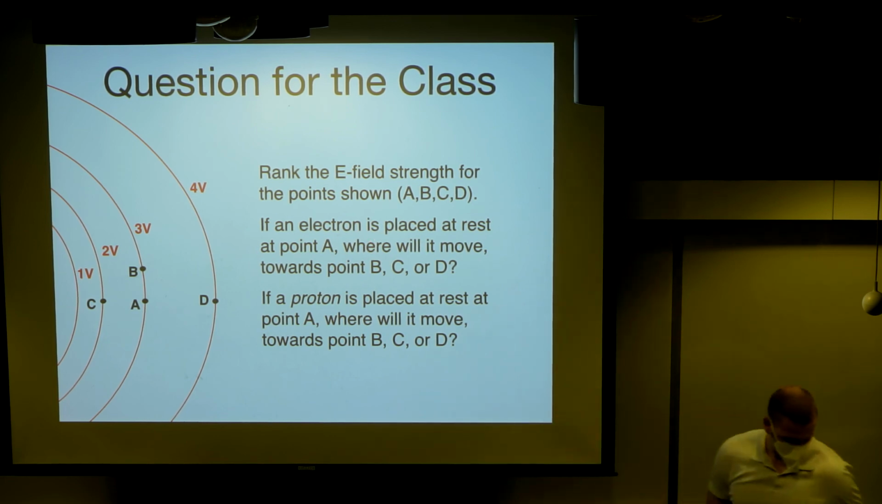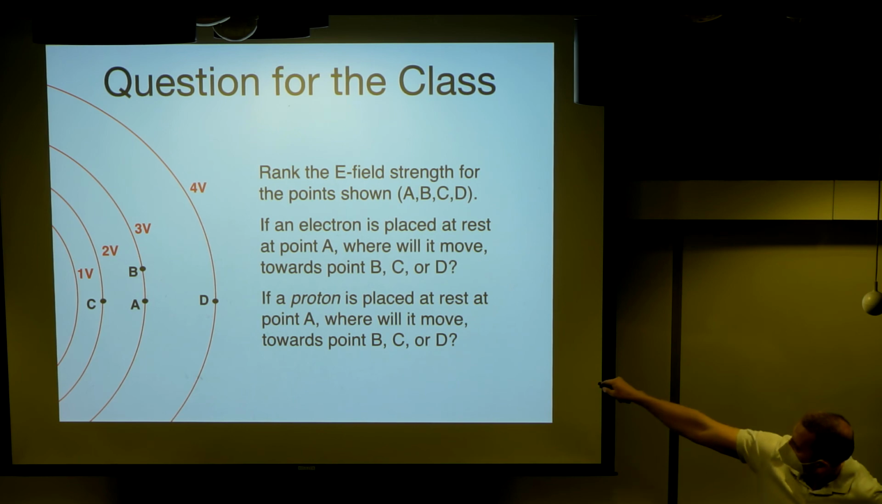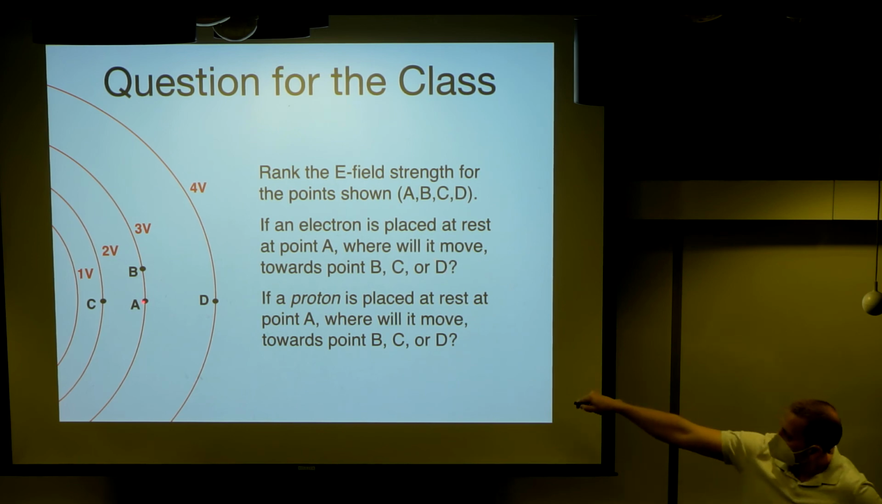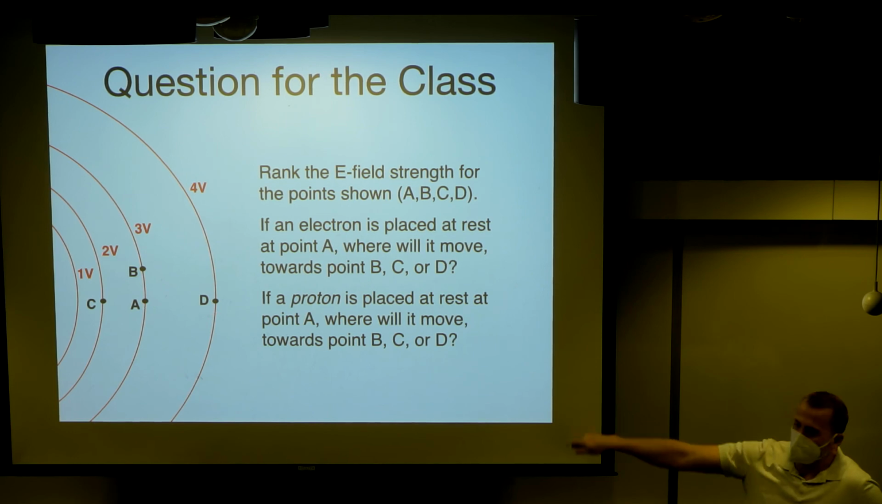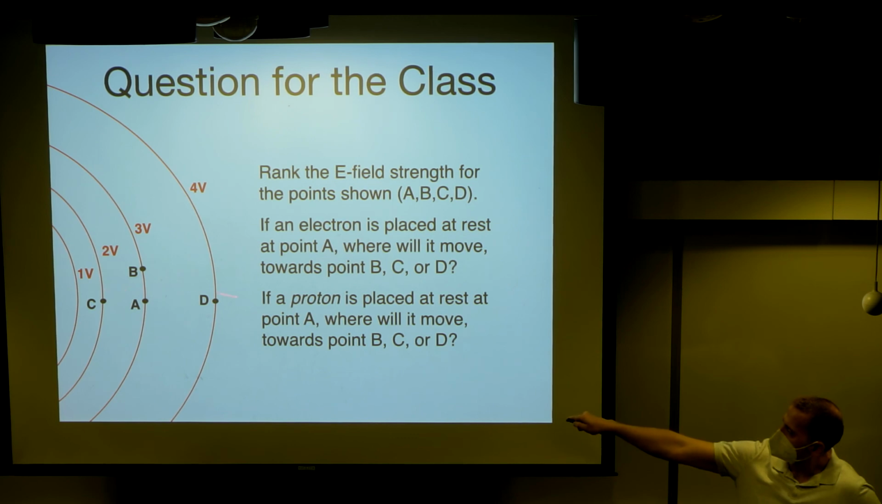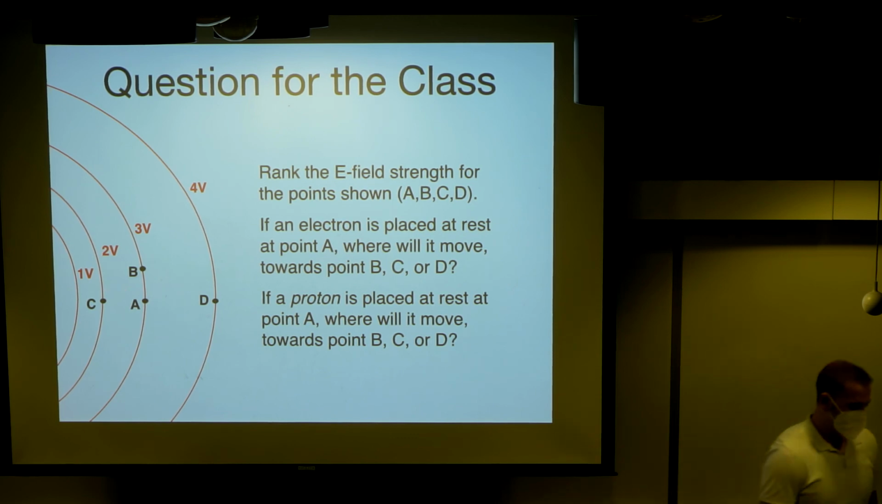Okay, so based on that, if I take an electron and I put it right here at point A, and it starts off at rest, which way is it going to move? Is it going to move up towards point B, towards point C, or point D? Let's put it to a vote.